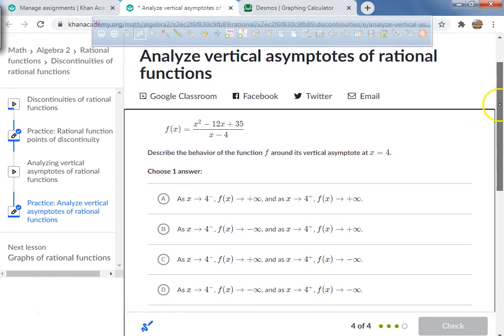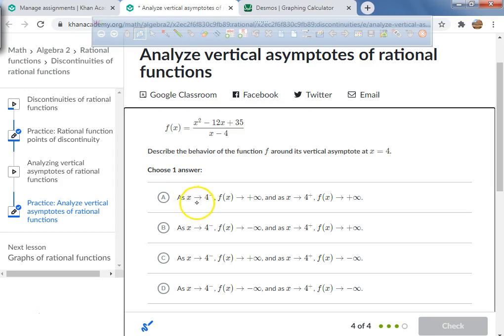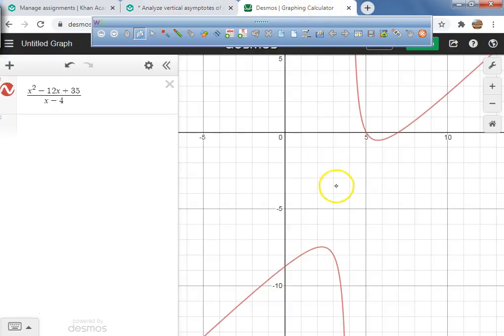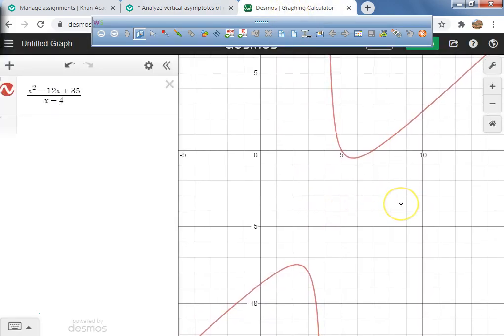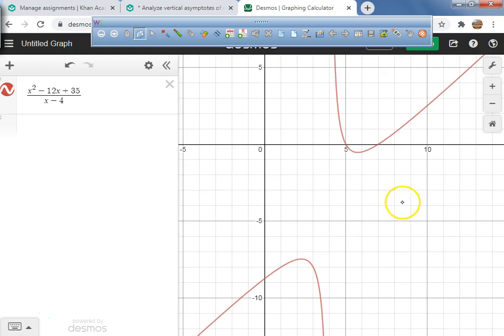Alright, but we got a whole bunch of notation here. We've got "as x..." and we've got to figure out what that means, so we're going to do that. First thing you're going to do is type this into Desmos. I've already done it for you. Got a nice little rational function here. We got some asymptotes going along.